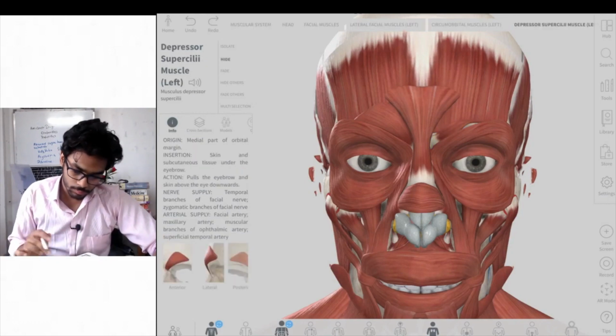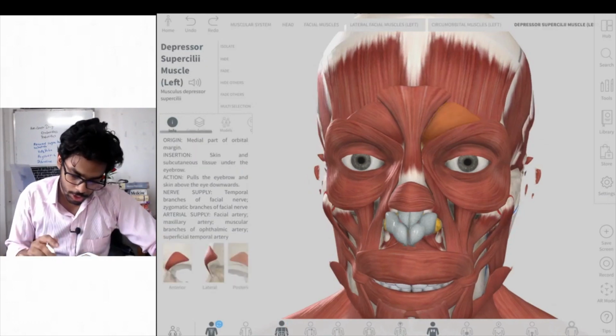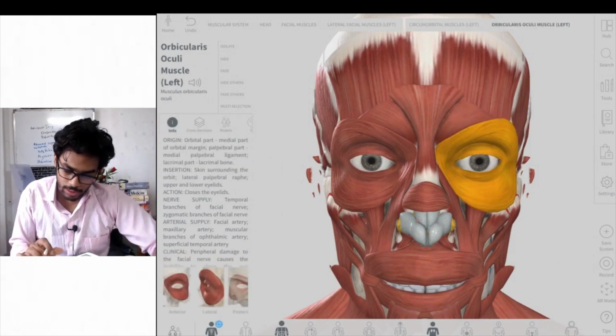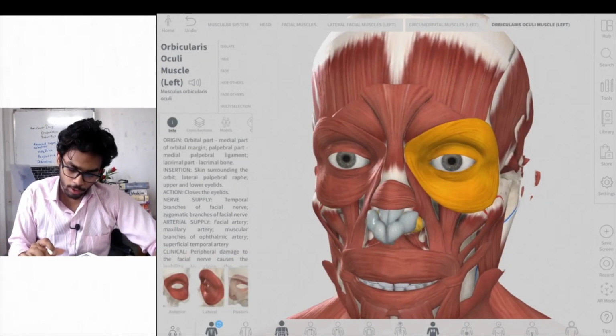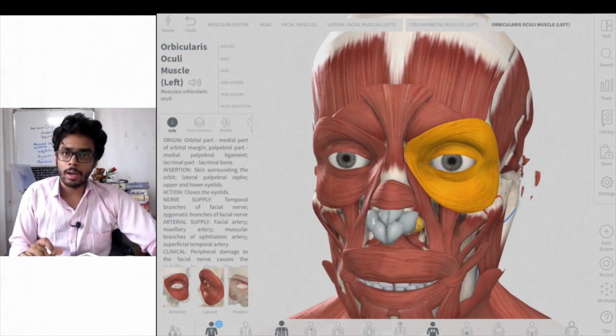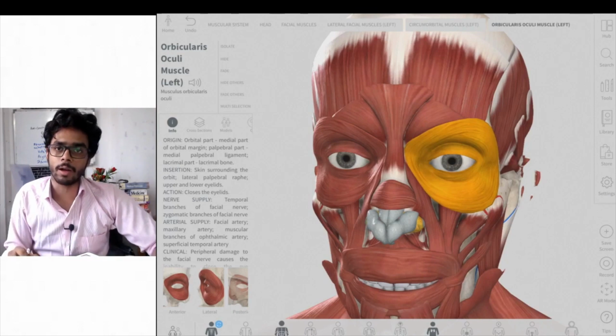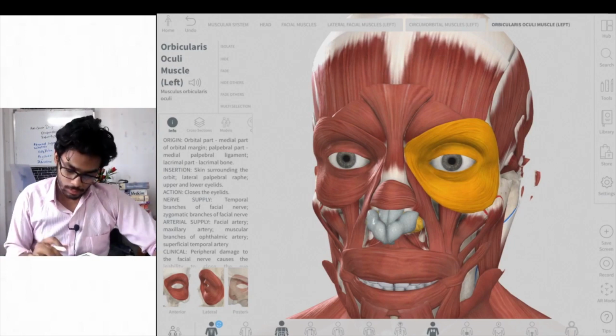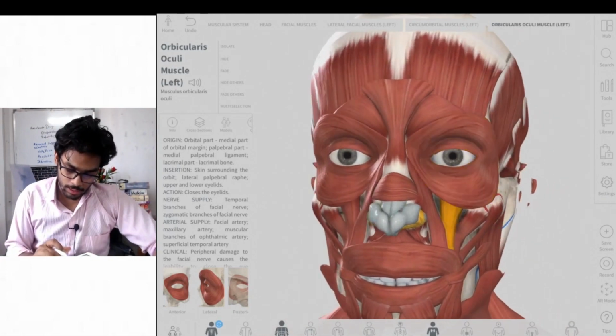So we have this muscle known as orbicularis oculi, which surrounds the eye. There are two points of origin. One is the nasal part of the frontal bone, and the second is the frontal process of the maxilla. Am I clear? Now this is the levator labii superioris.